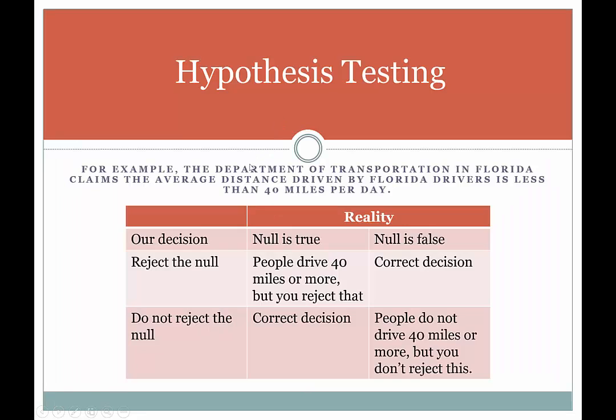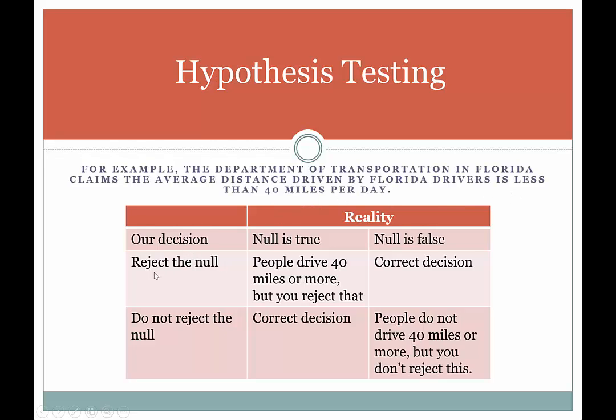All right, so here's an example with a concrete hypothesis. So it says, for example, the Department of Transportation in Florida claims the average distance driven by Florida drivers is less than 40 miles per day. So I want to point out that because it says less than 40 miles per day, this is actually an alternative hypothesis, right? It doesn't have that sort of equality that's required for the null hypothesis. So when we talk about the null being true, the null is the idea that people drive 40 miles or more versus the alternative where they drive less than 40 miles.